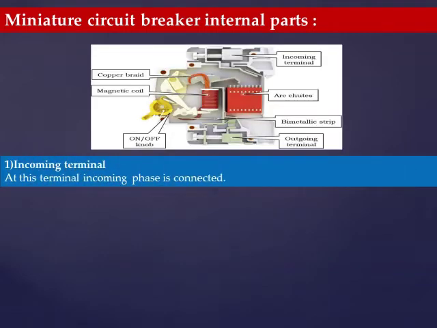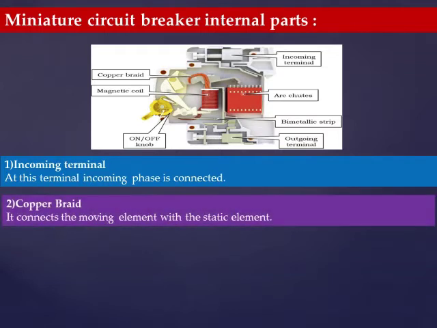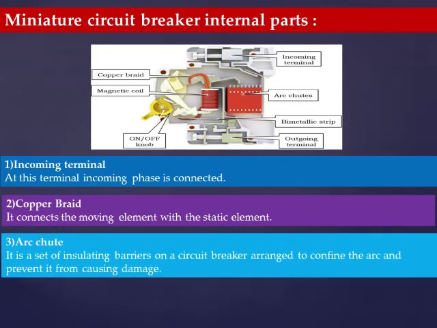First is the incoming terminal. At this terminal, the incoming phase is connected. Second is the copper braid. It connects the moving element with the static element. Third is the arc tube. It is a set of insulating barriers on a circuit breaker arranged to confine the arc and prevent it from causing damage. The arc tube extinguishes the arc which is produced due to heavy current.